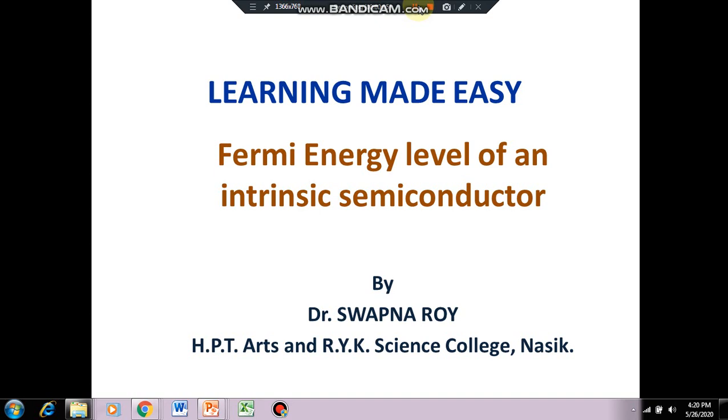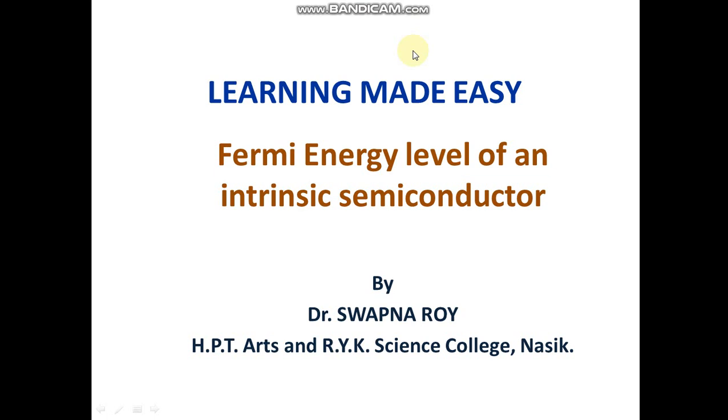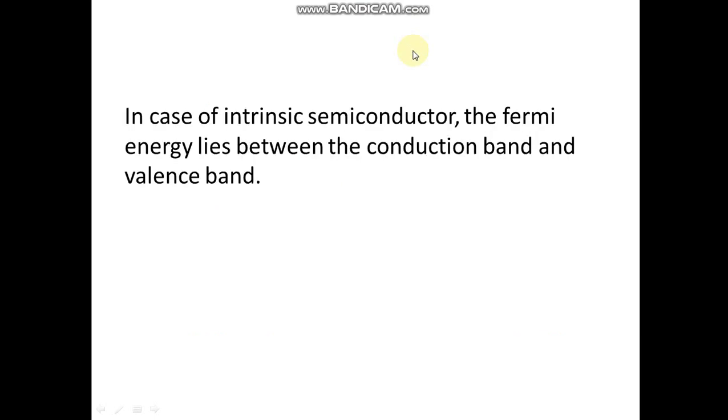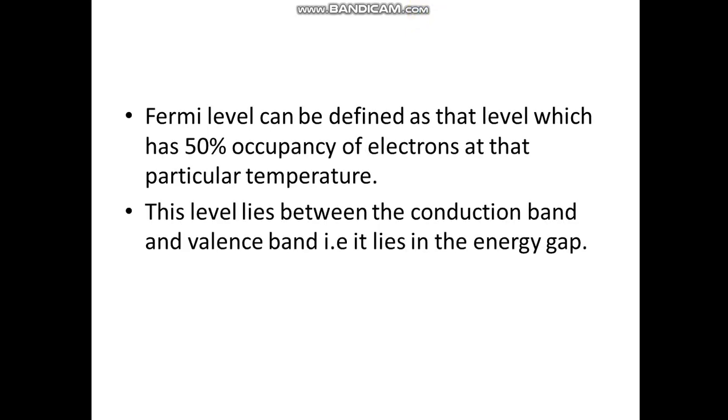Here I will explain the position of the Fermi energy level of an intrinsic semiconductor. In case of an intrinsic semiconductor, the Fermi level lies between the conduction band and the valence band. That is, it lies exactly in the center of the conduction band and the valence band.